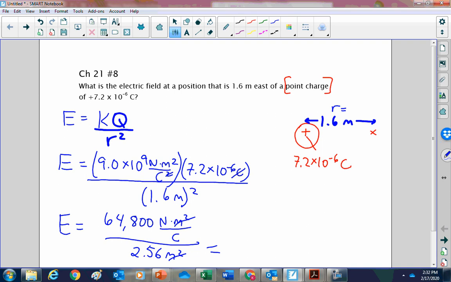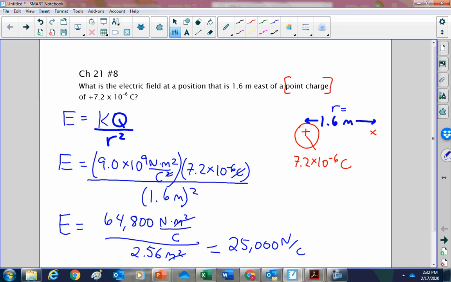Okay, so then I get a really big field strength here when I'm this close. And I really only can keep two sig figs, so then I would say 25,000 newtons per coulomb.